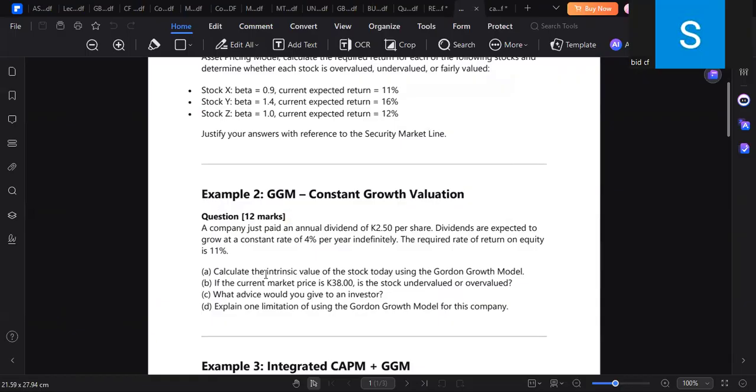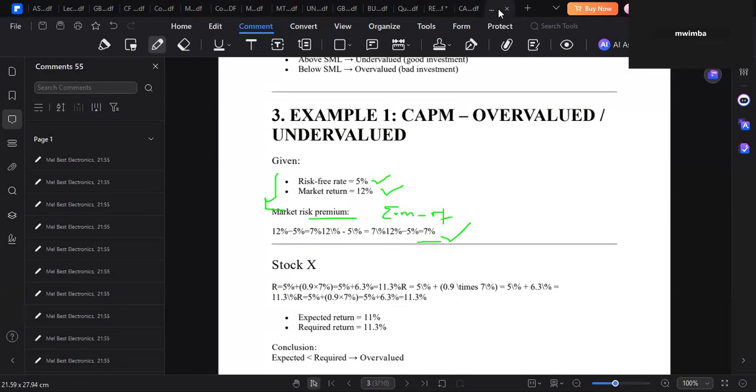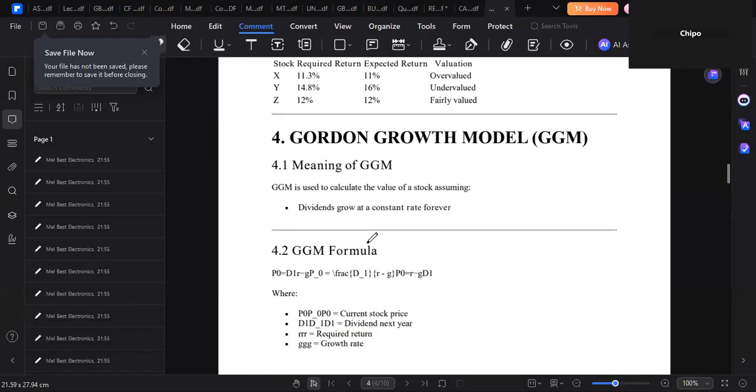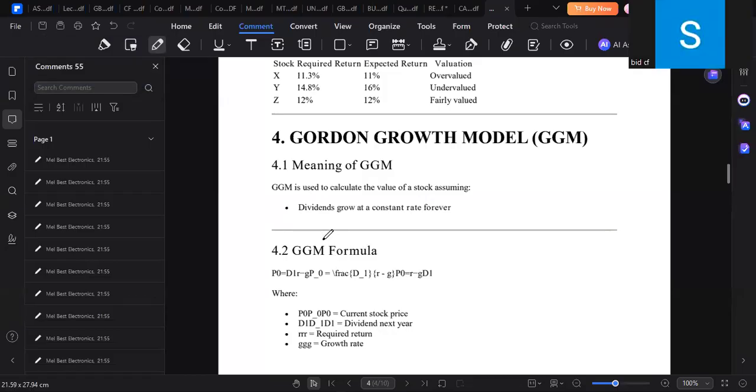Now let's go to the constant growth model. Question. Okay, I'll allow you to ask questions. Any questions so far?